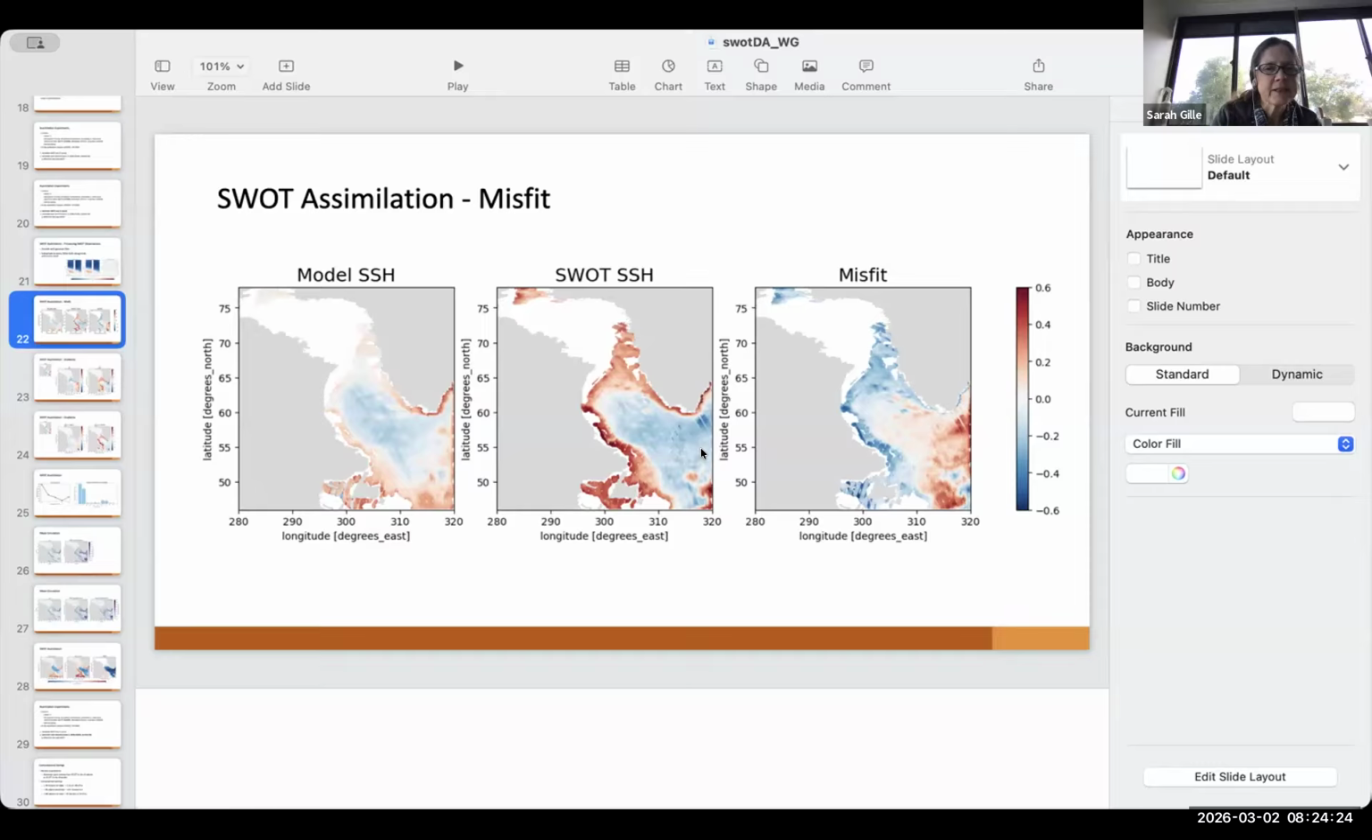How often do the tracks overlap at this latitude? You get more than just once every 21 days.